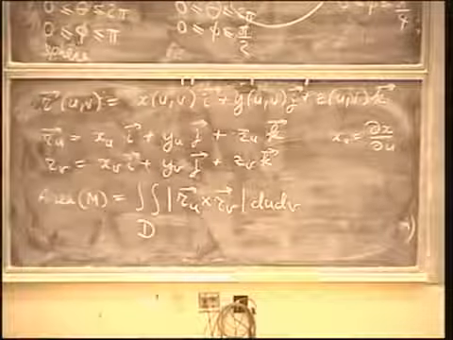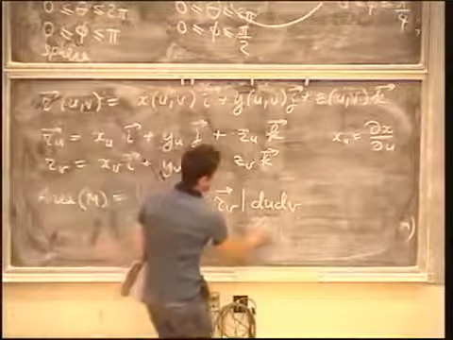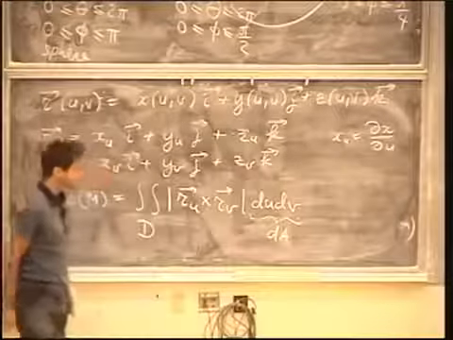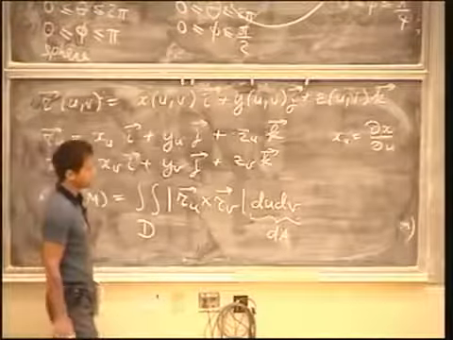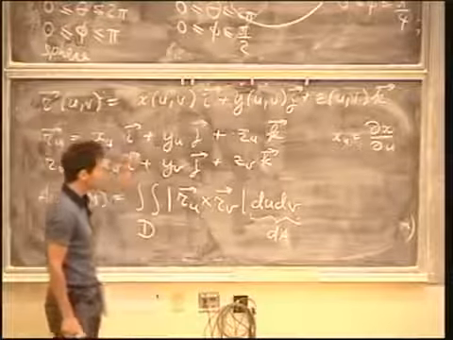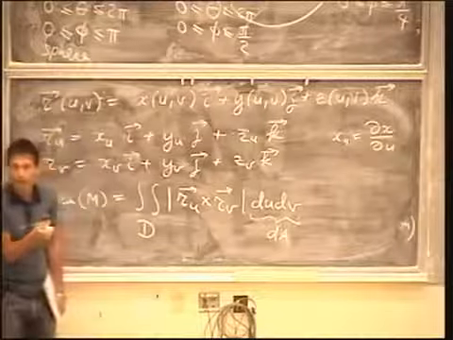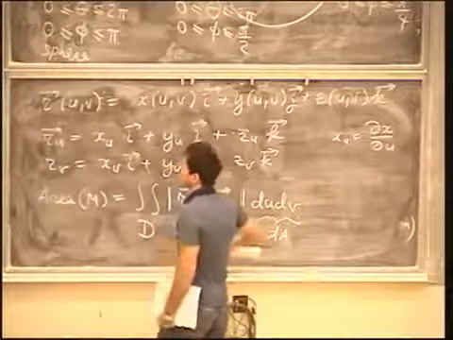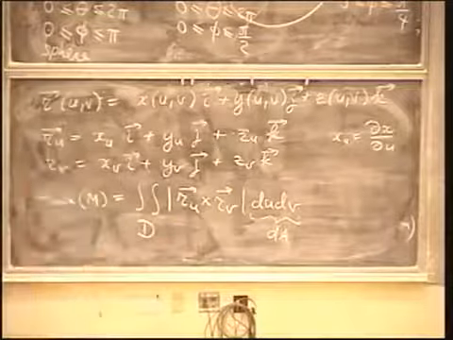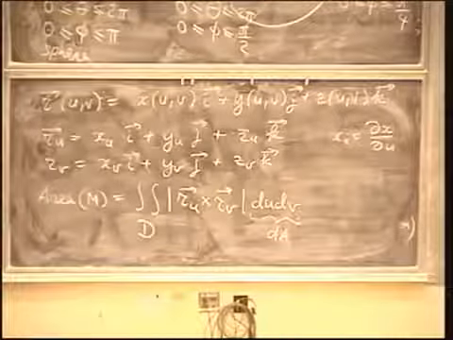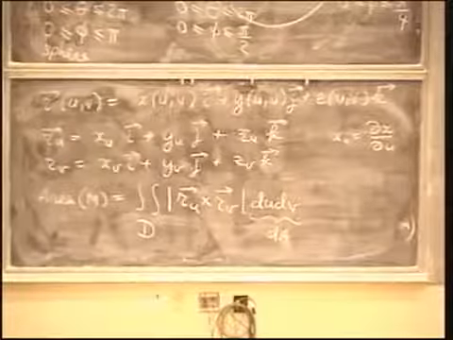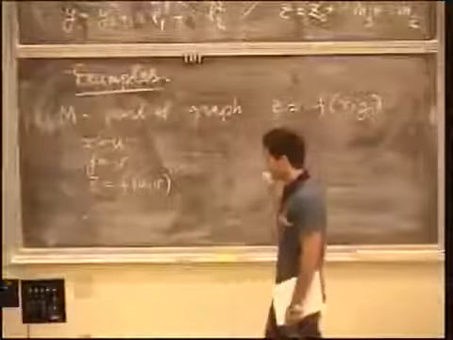R sub u cross R sub v du dv, which you can also write, and it's more appropriate to write, as dA, the little piece of area on this flat region. So that's the formula for the area. And now we can look back at all of those examples that we have studied here and try to figure out what the answer is going to be.